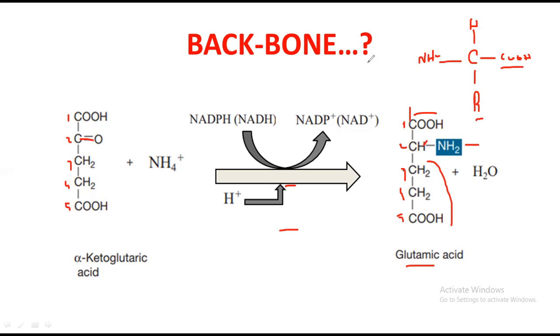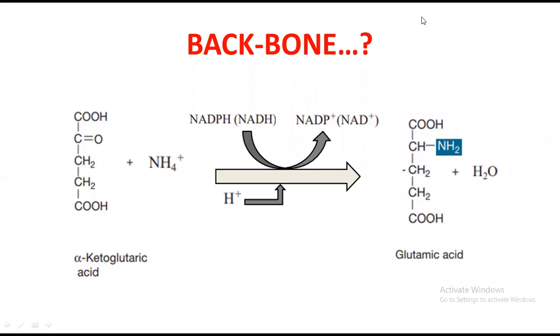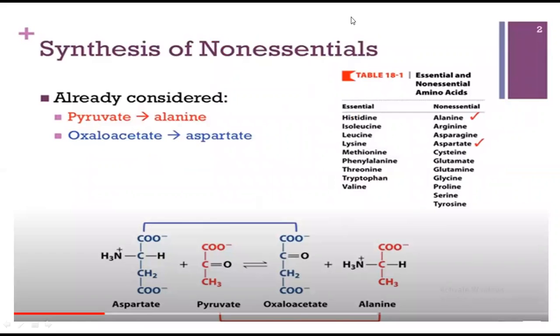If I give you another example, then you will be very clear. Just look here, this is another example. This is the pyruvate, and it gives rise to the alanine. This is carbon number 1, 2, and 3, and here also carbon 1, 2, 3. In the alanine, the R group is the CH3. So basically this 3 carbon is the backbone.